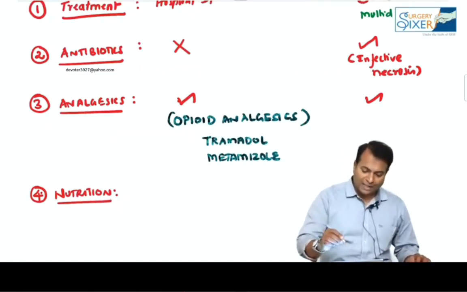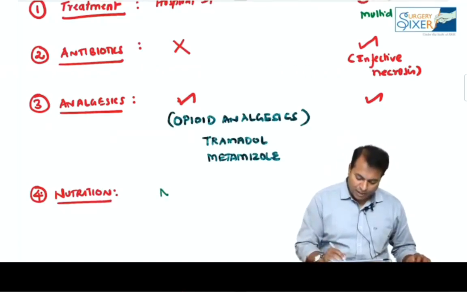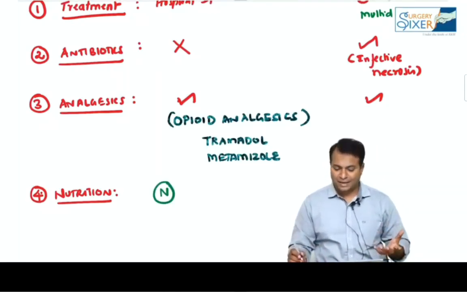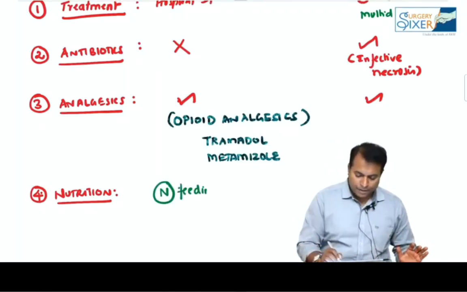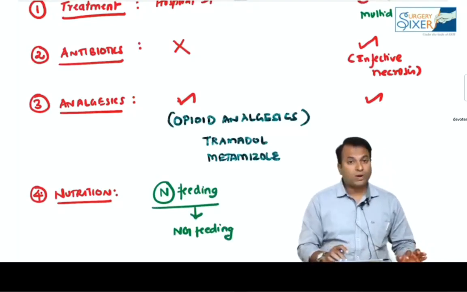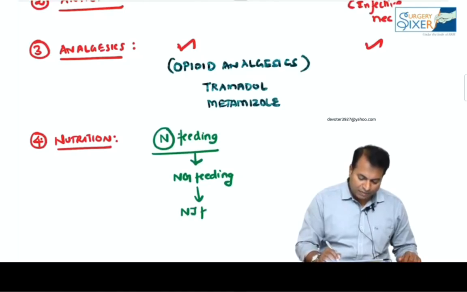So nutrition in acute pancreatitis. Please don't forget, nutrition can be normal feeding, which can be advised for mild cases because it's only mild pancreatitis. So they can take normal feeding, nothing will happen. If by chance they are not tolerating normal feeding, we go for nasogastric feeding. If nasogastric feeding is also not tolerated, then we go for nasojejunal feeding.